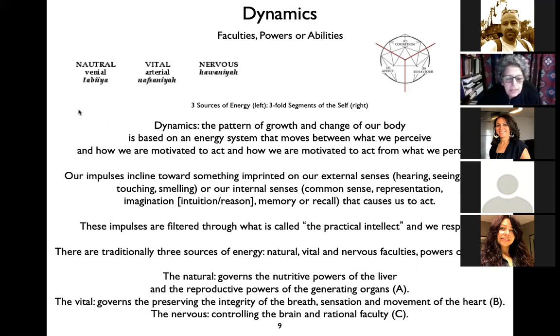So the dynamics is about the pattern of growth and change of our body, which is based on an energy system that moves between what we perceive and how we are motivated to act, and how we are motivated to act from what we perceive. So the terms, as you see in this drawing here, affect and behavior, we know are the nafs ammara, and this is basically our motivational system, whereas cognition is obviously our cognitive system.